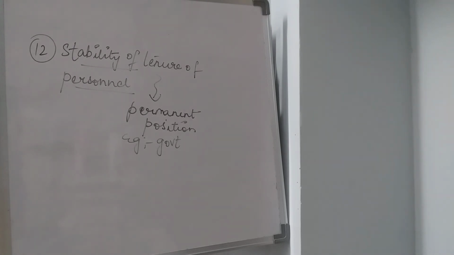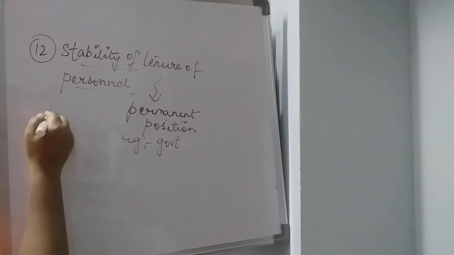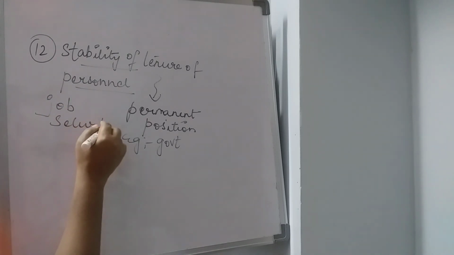And not only this, in some private companies also, when the work is very good by the employee, definitely he will be given that tenure. So stability of tenure of personnel is also one of the basic principles of management. That means it is about job security. Okay, job security. The stability of tenure of personnel is also called job security.